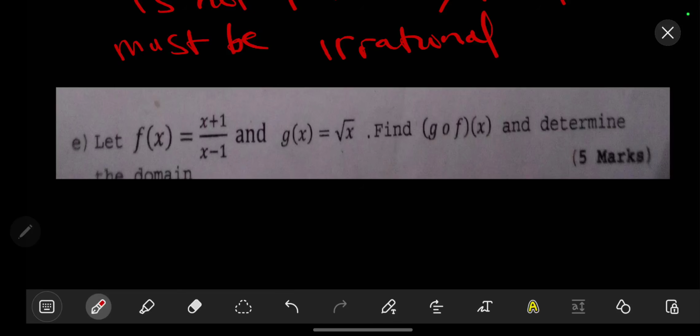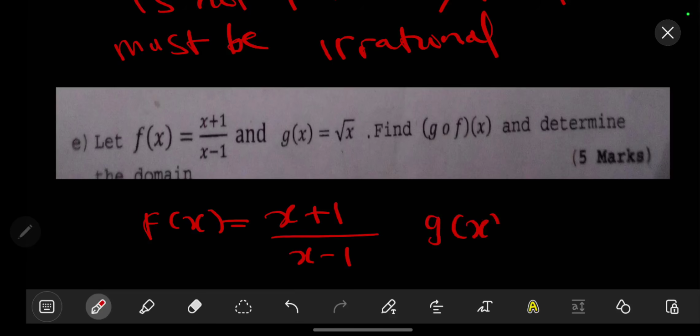So we have this one: let f of x be equal to x plus 1 over x minus 1, and g of x should be equal to the square root of x. Then we are told to find g f of x and determine the domain.